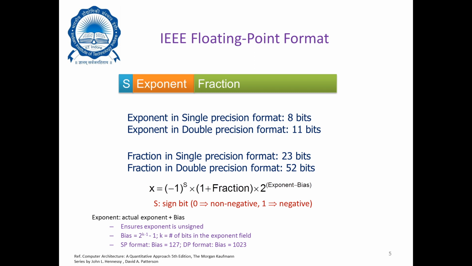So how do we calculate the bias? The bias is given by the formula 2 to the power k minus 1, minus 1, where k is the number of bits in the exponent field. For single precision IEEE 754 format, the bias is 127 because the value of k is 8, so 2 to the power 7 minus 1 gives 127. For double precision, the bias is 1023. Here the value of k is 11, so it will be 2 to the power 10 minus 1.